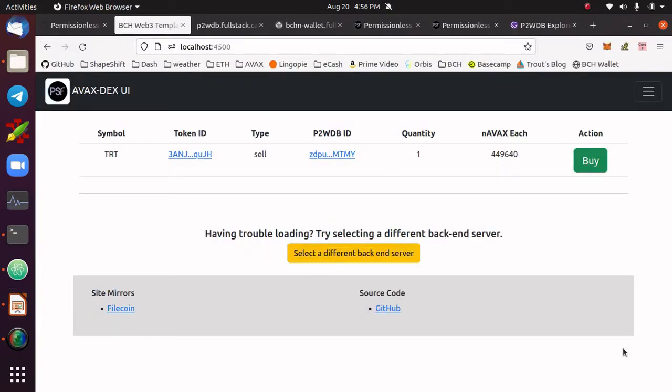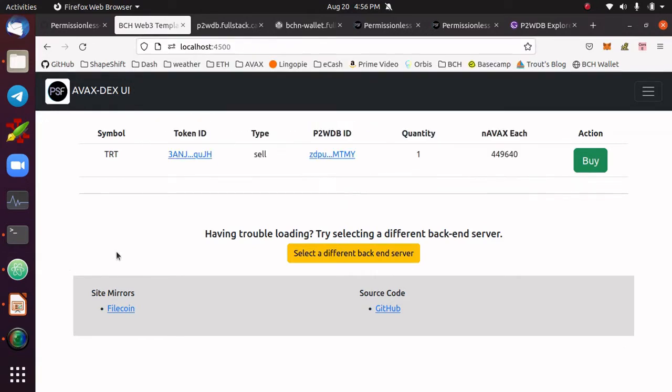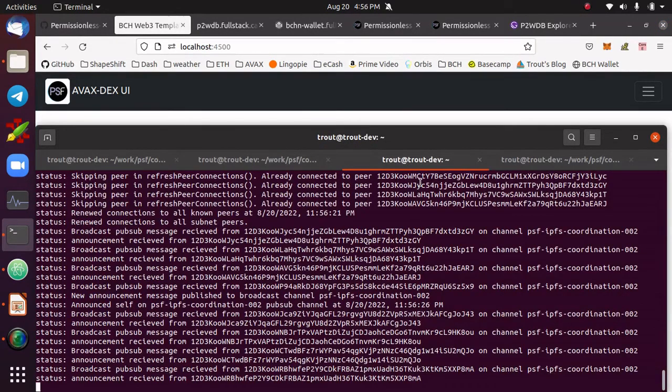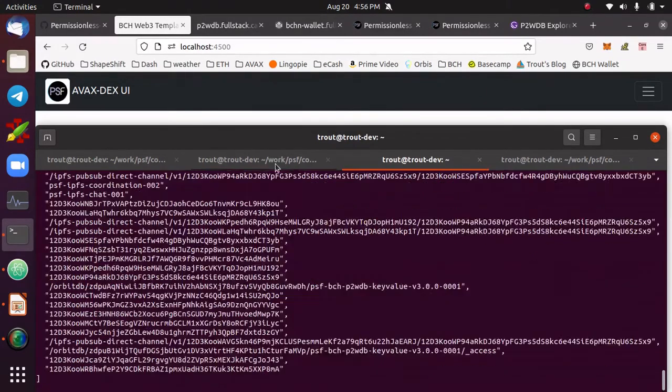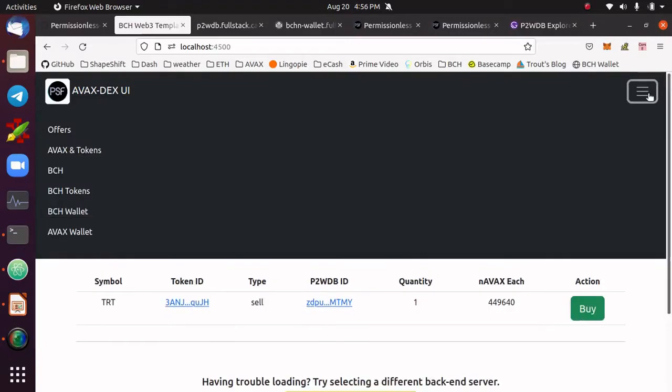So I've still got the front end user interface running on port 4500, and I've got AVAX-DEX running in this window, and the pay-to-write database running in this window. And for the sake of demonstration, I'm going to buy the same tokens that I just listed, but this is the same whether you're on your same computer or someone else is buying your tokens on their own computer.